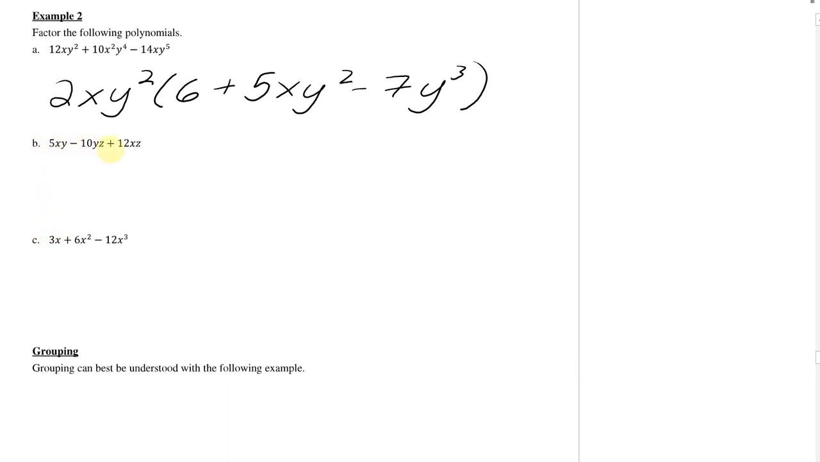Okay, with that in mind, let's move on to B here. I don't have a number that divides into everything, right? And then I've got xy, yz, and xz. So actually there's nothing that will divide into this. So, trick question. This is already simplified. The other word for that is prime. And so we can just write that it's already simplified.